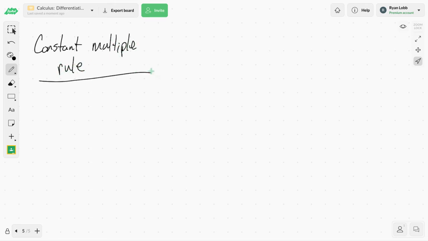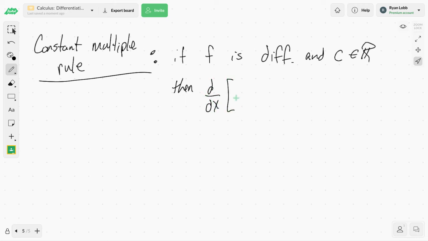So the constant multiple rule basically says if f is differentiable and c is a real number, then the derivative of c times f of x is going to be equivalent to just taking that multiple c times the derivative of f of x. Which makes sense if you think about graphically what happens when you multiply a function times some constant, it just stretches it out vertically, which is going to make your slope steeper by that factor.